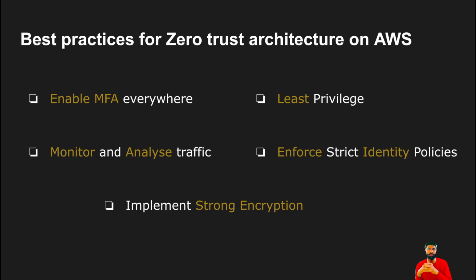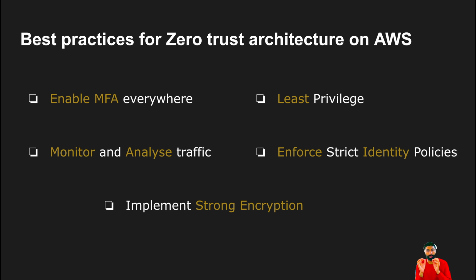So now I will talk about some of the best practices which should be used while implementing Zero Trust architecture on AWS. The first one is enabling the multi-factor authentication everywhere. So when you deploy or host your workloads on AWS, you should require MFA for all privileged users and resources, including IAM and root accounts. The second best practice is to adopt the principle of least privilege. You should regularly audit and refine IAM policies to ensure that minimal permissions are attached to IAM roles and policies.